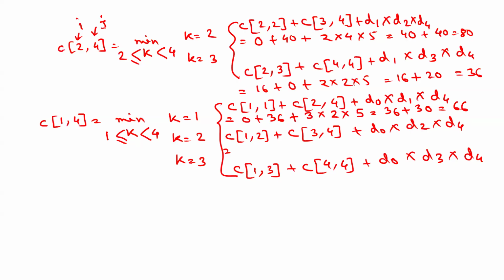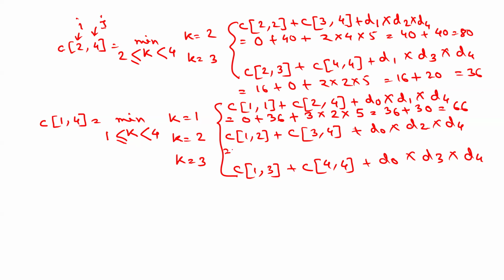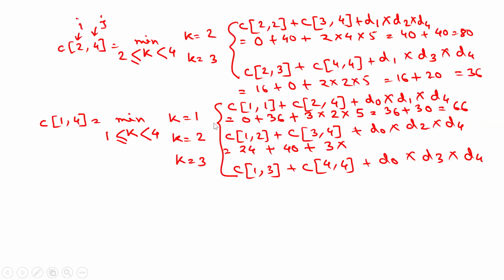Check C12 and C34. C12 is 24 and C34 is 40. 24 plus 40, plus d0 is 3, and check the d2 value. d2 is 4 and d4 is 5. 3, 4, 5. So it is 64 plus 60, that is 124.